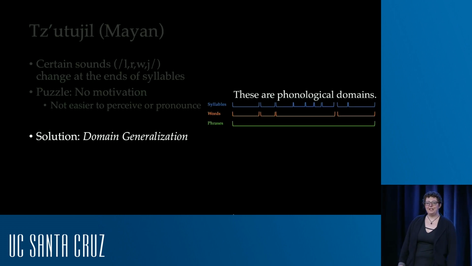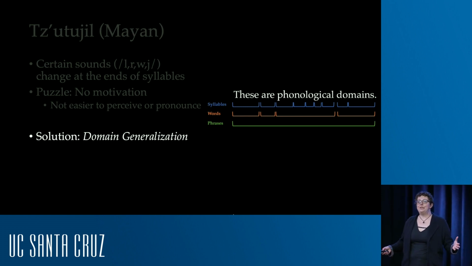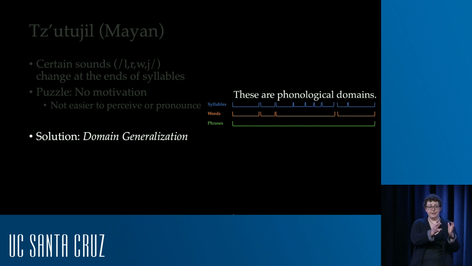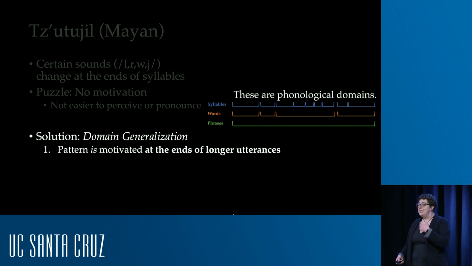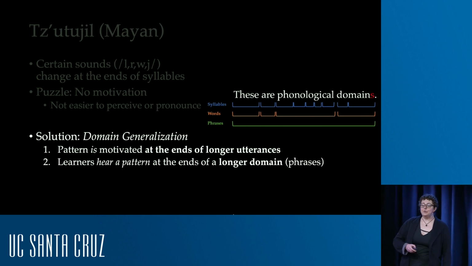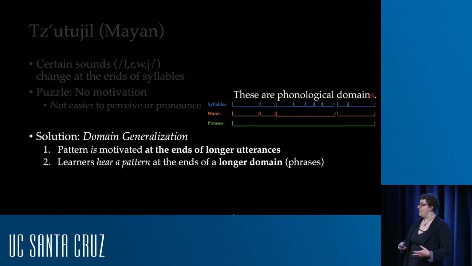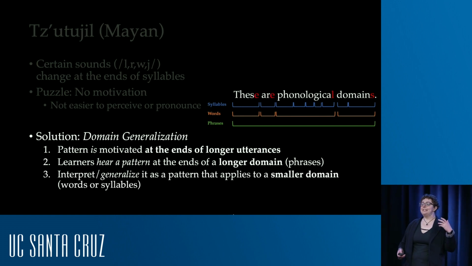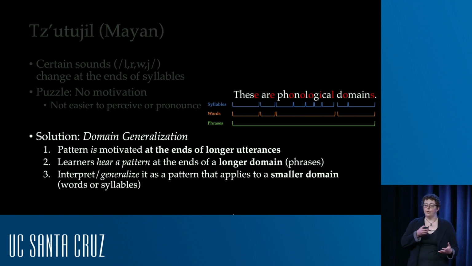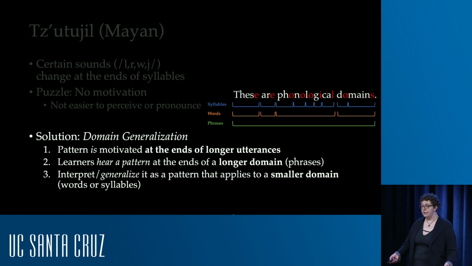But there is a possible explanation, and it's something called domain generalization. All I mean by domain is chunks of language here, like phrases, words, or syllables. The idea is that at the ends of longer phrases, or longer utterances in general, changing L does actually make sense. It makes it easier to pronounce. What happens is when learners, let's say typically infant learners of this language, hear this pattern that occurs at the ends of longer domains, they interpret it as a pattern that applies at smaller domains like the word or the syllable. In other words, they're generalizing from utterance final syllables to all syllables.